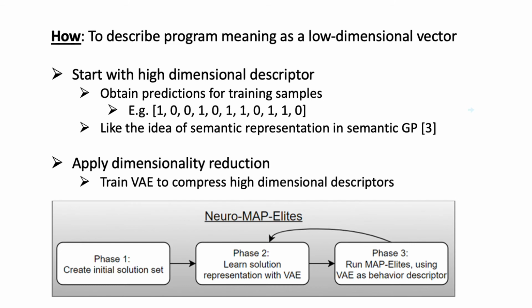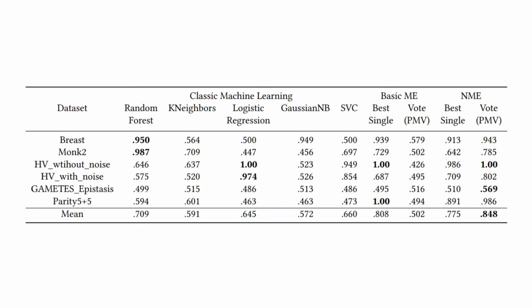Once we have these high dimensional ideal descriptors, what we do in this work is use a variational autoencoder, which is a machine learning model that's capable of compressing things. We use that to compress these high dimensional ideal descriptors down into a low dimensional version that can be used with MAP-Elites.